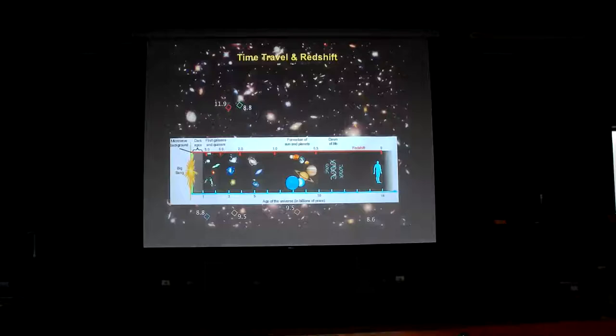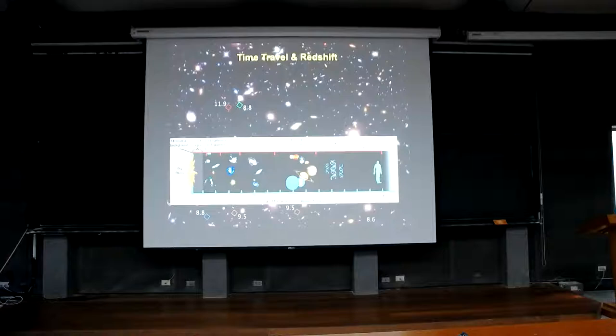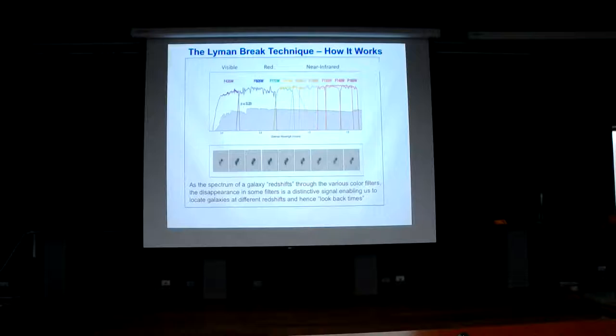So just to go back here, a redshift of three is when the universe is only a couple of billion years old, 2 or 3 billion years old. But we can use this technique, using the filters on the Hubble Space Telescope, to disappear galaxies at any redshift that we like, up to a redshift of about 10.